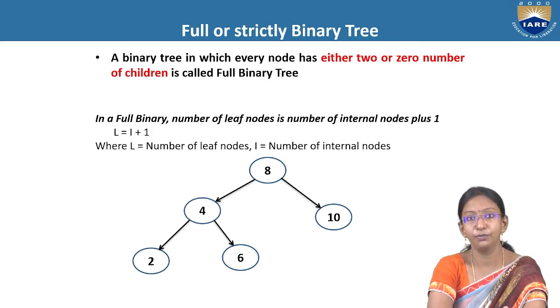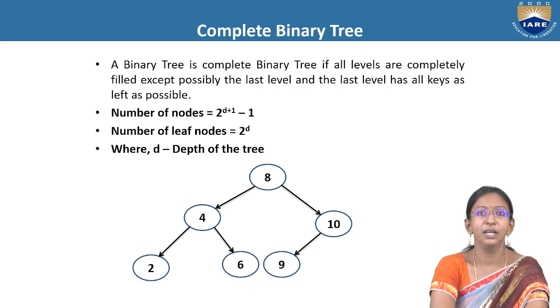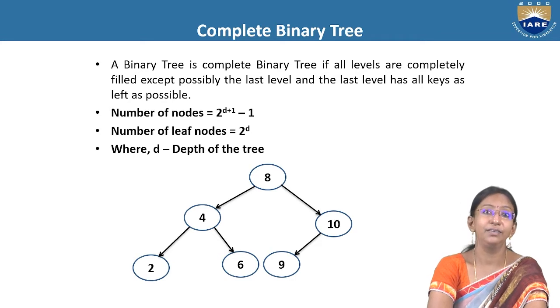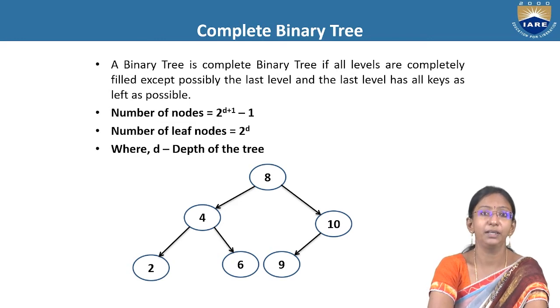You have 3 leaf nodes and 2 internal nodes, right? So this is a full or strictly binary tree. Next, complete binary tree. This is basically a binary tree in which all levels are completely filled except the last level, and even the keys are as far left as possible. Such a tree is a complete binary tree.